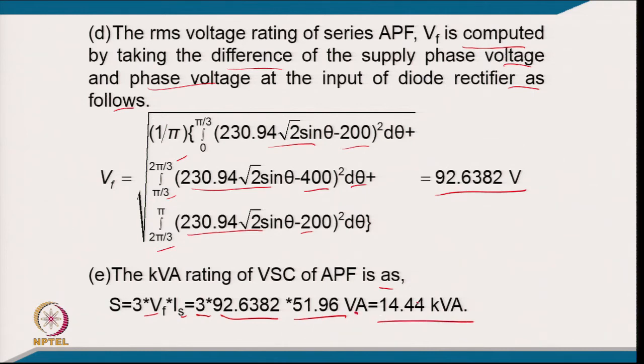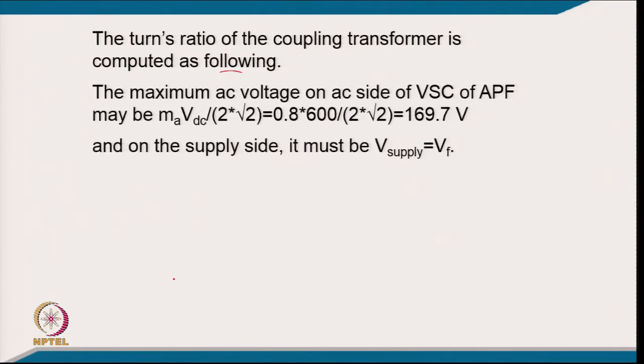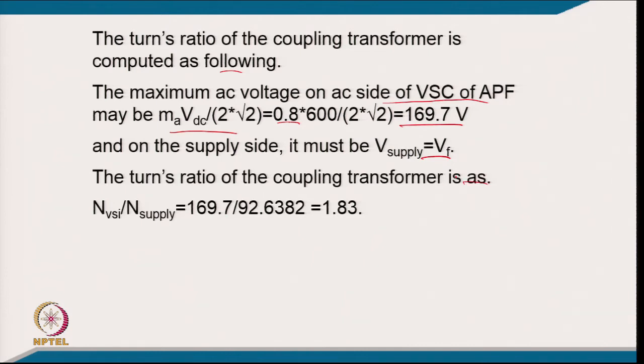So, it comes to 14.44 kVA as the rating of the series active filter. The turns ratio of the coupling transformer is computed as follows. The maximum AC voltage on the AC side of the voltage source converter of the active filter may be given by the relation MA VDC by 2 root 2. Putting the value of MA equal to 0.8, it comes to 169.7 volt, and on the supply side it injects equal to VF. So, the turns ratio of the coupling transformer is typically the turns on the voltage source inverter side divided by the turns on the supply side which we are injecting.